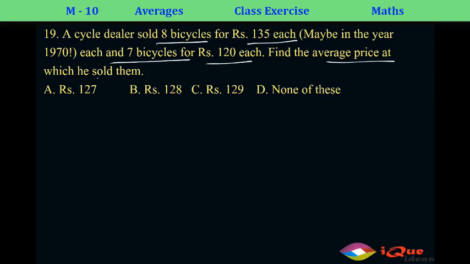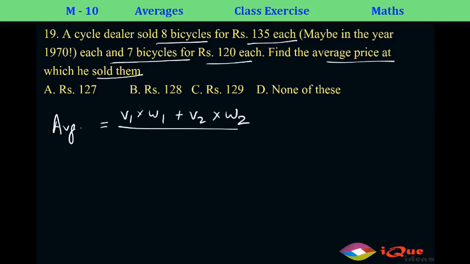Find the average price at which he sold them. Right, so this is a simple question of average, application of (V1 × W1 + V2 × W2) divided by (W1 + W2). So V1 and V2 are the original values, W1 and W2 are their quantities. So 8 bicycles, that is W1, 135 rupees, that is V1, 7 bicycles is W2 and 120 is V2. So just put the values here.